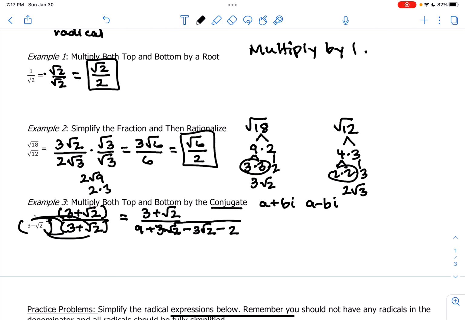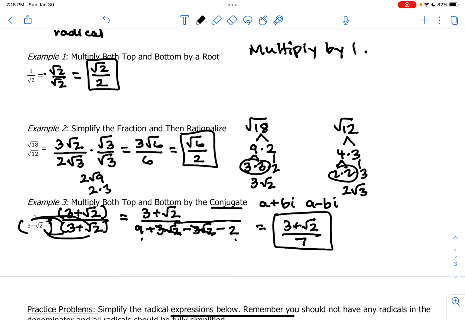So then 3 square roots of 2 and minus 3 square roots of 2 make 0. And then 9 minus 2 is 7. So I have 3 plus the square root of 2 over 9 minus 2, which is 7. And that's my final answer. Notice that there's no radical in the denominator once that multiplication is carried out.